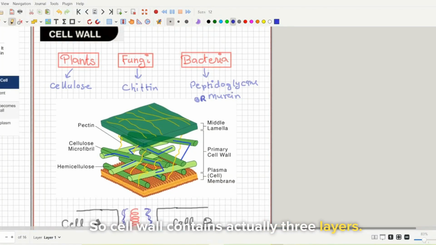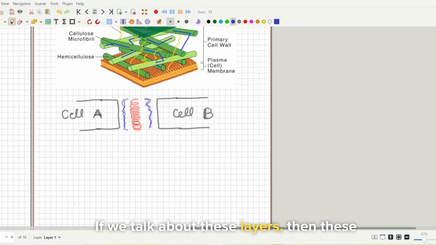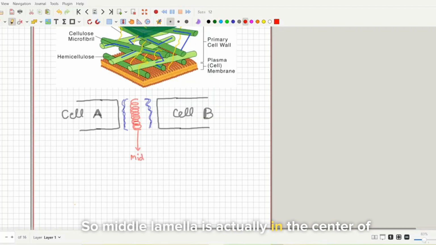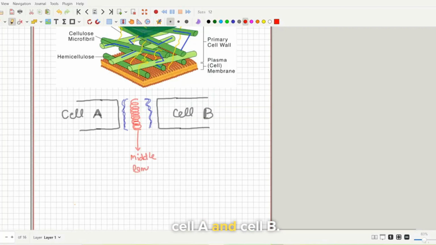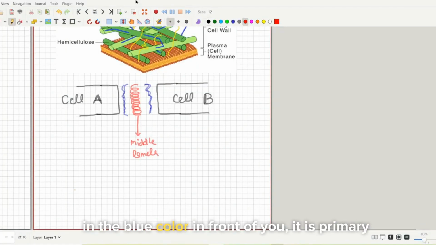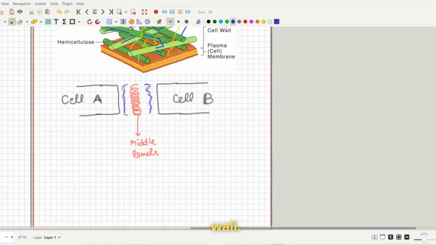So the cell wall actually contains three layers: the middle lamella, the primary wall, and the secondary wall. These layers are really important because they confuse so many students. As you can see, this is cell A and then you have cell B, and in the center of these two cells is the middle lamella. So the middle lamella is actually in the center of cell A and cell B. The layer in blue color in front of you is the primary wall.